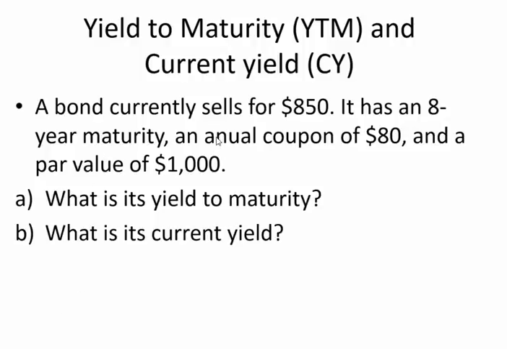A bond is selling for 850, that's our price, our PV. It has 8 years to maturity, an annual coupon of 80, and the par value is 1,000. The first part of the question is what's the yield to maturity, or YTM, on this bond?